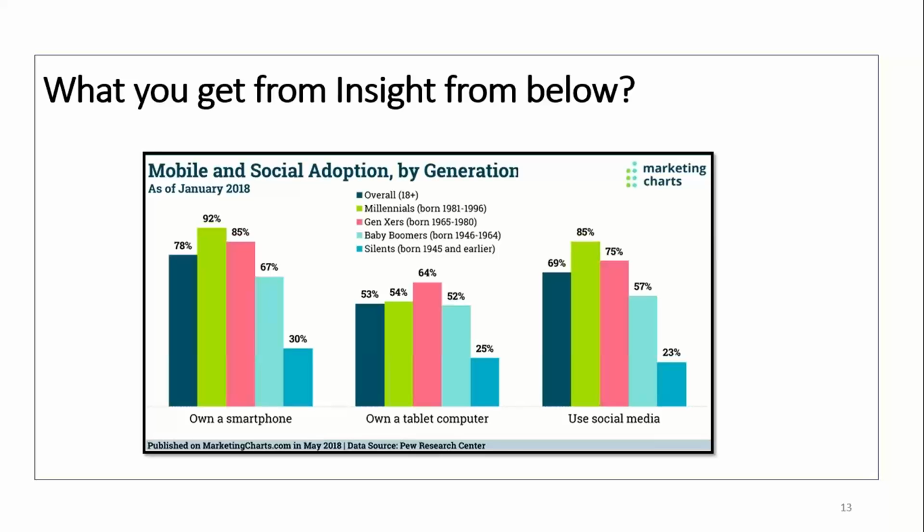So if you see, the information that we are trying to showcase over here is what percentage of different generations own a smartphone, right? So over here I can see that 92% of the millennials own a smartphone, and 67% of the baby boomers, who are the people born between 1946 and 1964.